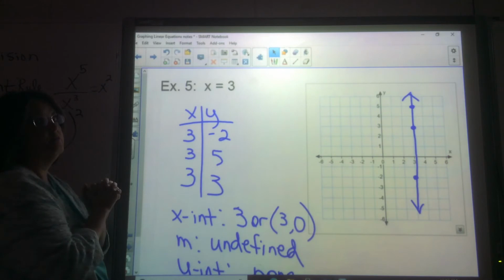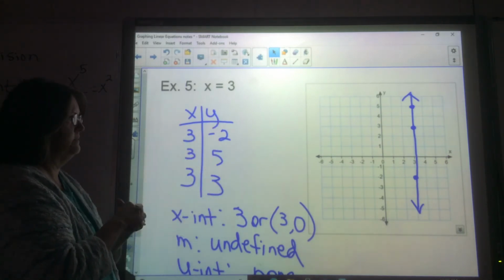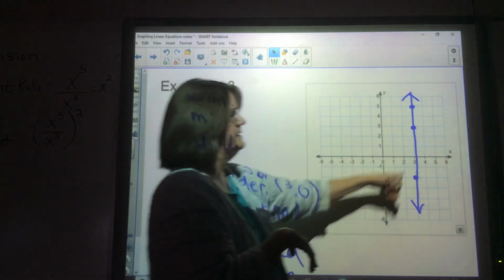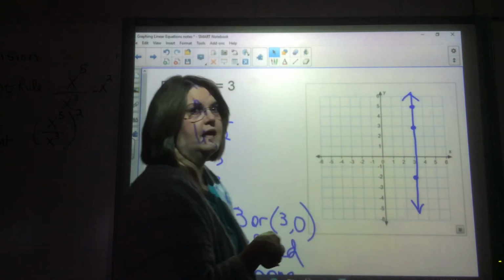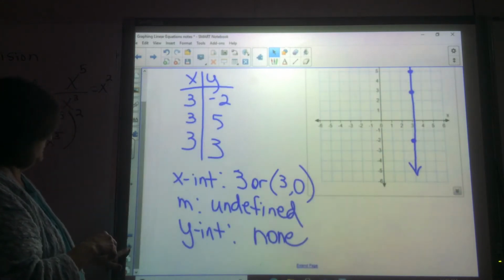Okay, x equals 3. Again, x is always 3. Make y anything you want it to be. Come over, graph those points. It's a vertical line. That, again, was on our other video. But that's all there is to that.